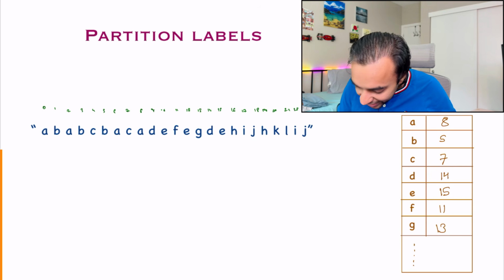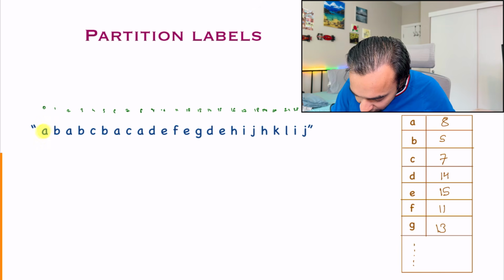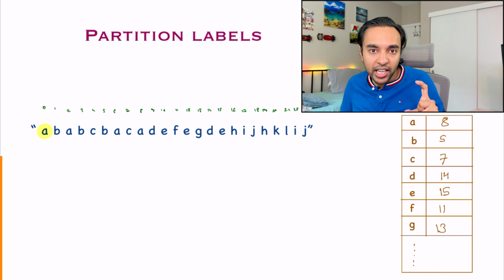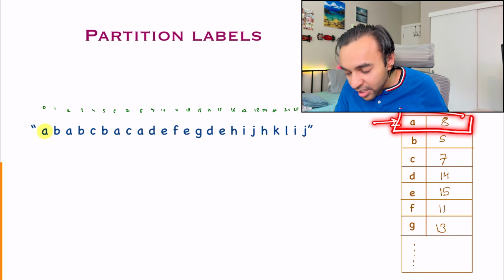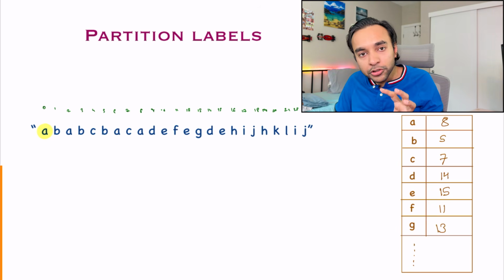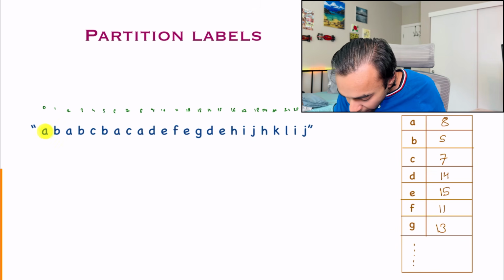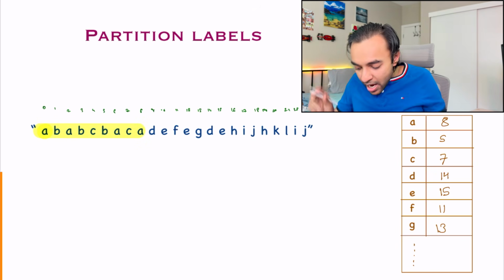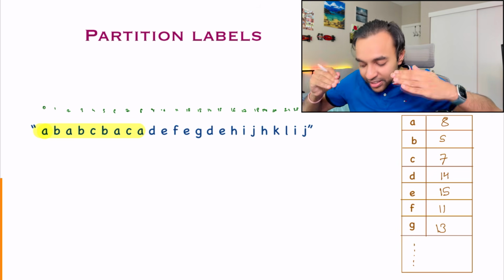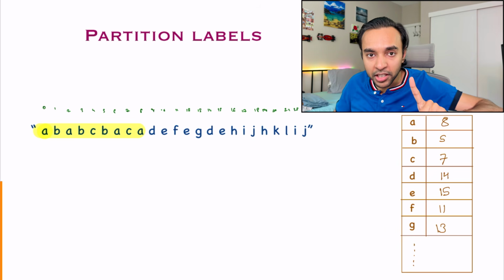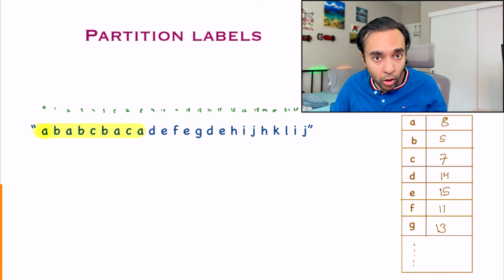What I do is I start off with my first character that is available. I start off with the character A. I can check my map. I know that the last occurrence of A is 8. So no matter what happens, my first partition has to be up to the length of 8 at least, correct? This is my minimum length of the first partition. It can be even longer also.